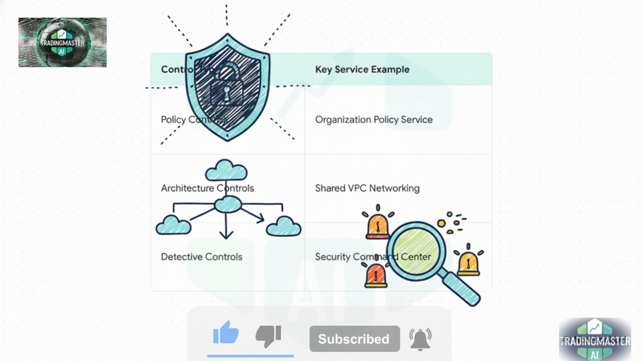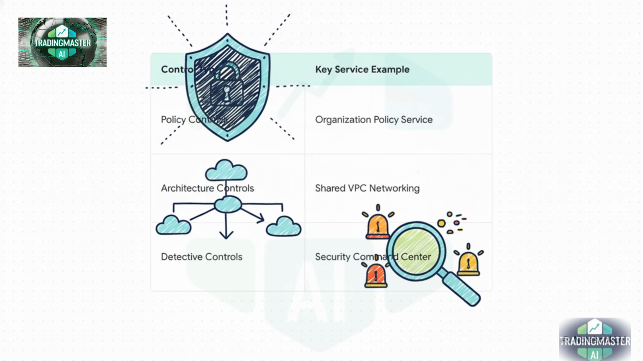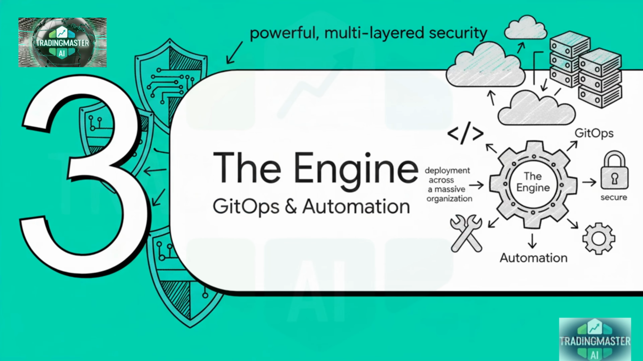And for detective controls, Security Command Center is our single pane of glass for threats. Each layer is powered by a real, powerful service. Okay, so we've got this incredible, multi-layered security model. But how in the world do you deploy and manage something like this reliably, especially across a huge organization? The answer, the engine that drives this whole thing, is GitOps and automation. It's about managing your infrastructure with the exact same rigor that you manage your most critical application code.